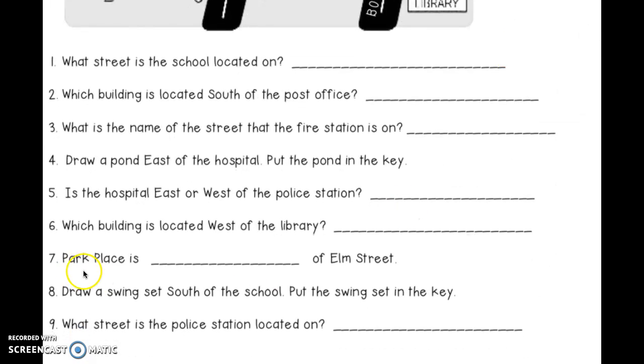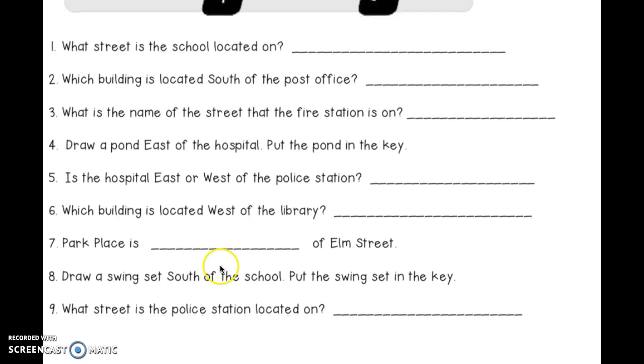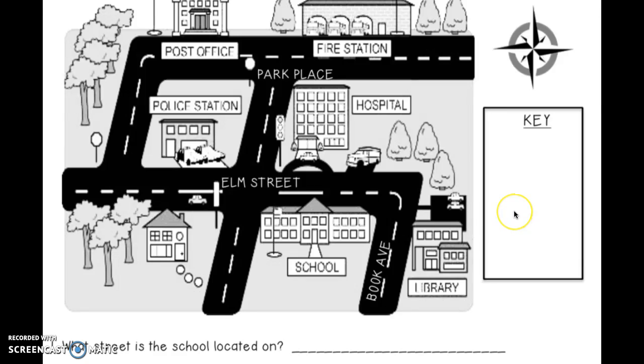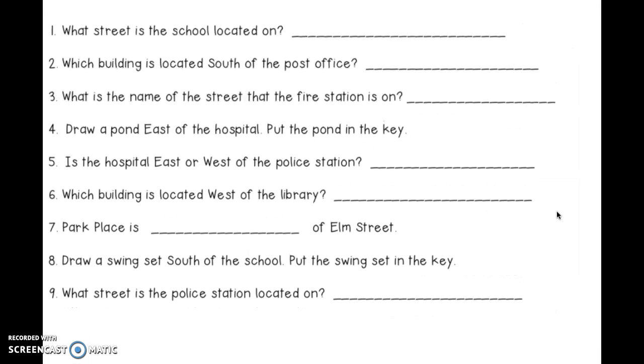Number 7, Park Place is blank of Elm Street. So here you would either write north, south, east, or west. Number 8, draw a swing set south of the school. Put the swing set in the key. Remember, here's your key, so you need to draw a symbol for the swing set and next to it write swing set. And number 9 says, what street is the police station located on?